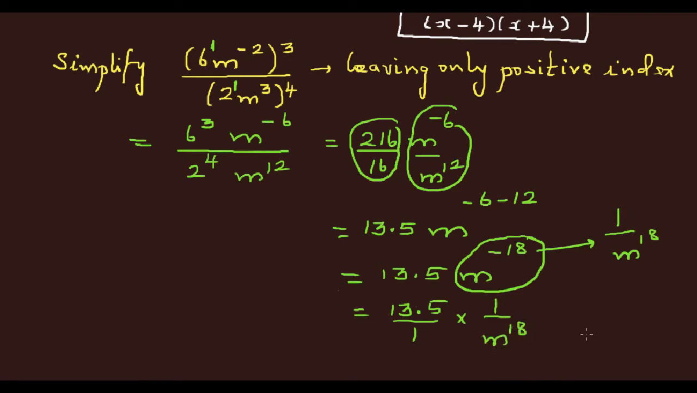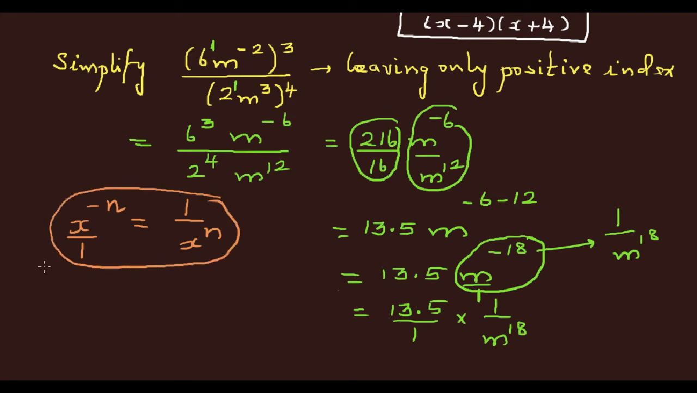So this is a rule you need to remember for negative index. If the index in the numerator is negative, it flips and comes into the denominator and becomes positive. So one rule good to remember: x to the power negative n is equal to 1 over x to the power n. This is the rule that we apply. Let me give you one more example. 2 to the power negative 3 means 1 over 2 to the power 3. And now you may ask, what if it is 1 over 2 to the power negative 4? Then this becomes 2 to the power 4 over 1.